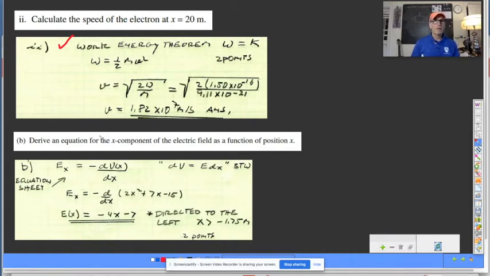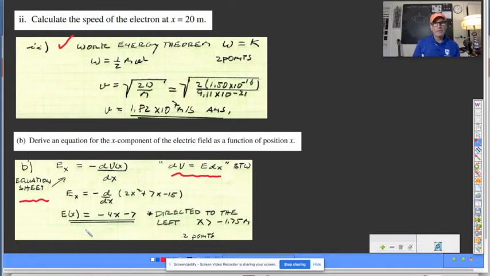All right, part B, derive an equation for the x component of the electric field as a function of position x. I'm a big fan of memorizing some equations, not all of them, but the definition of potential equals ED. And then solve for E, and although this appears in the equation sheet that you'll be given, the electric field, especially when you have a variable electric potential, is the derivative of the electric potential function. So taking the derivative of the electric potential function, we get negative 4x minus 7.